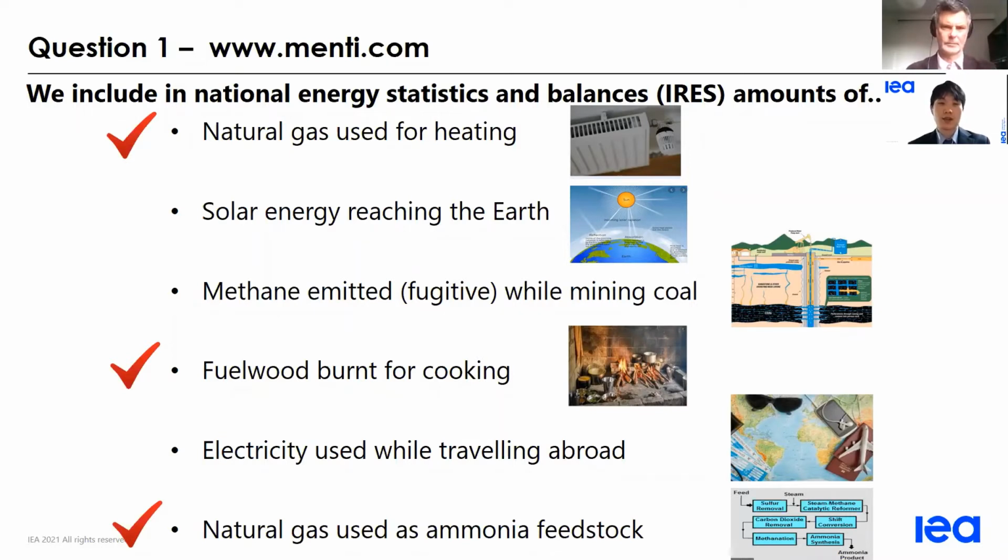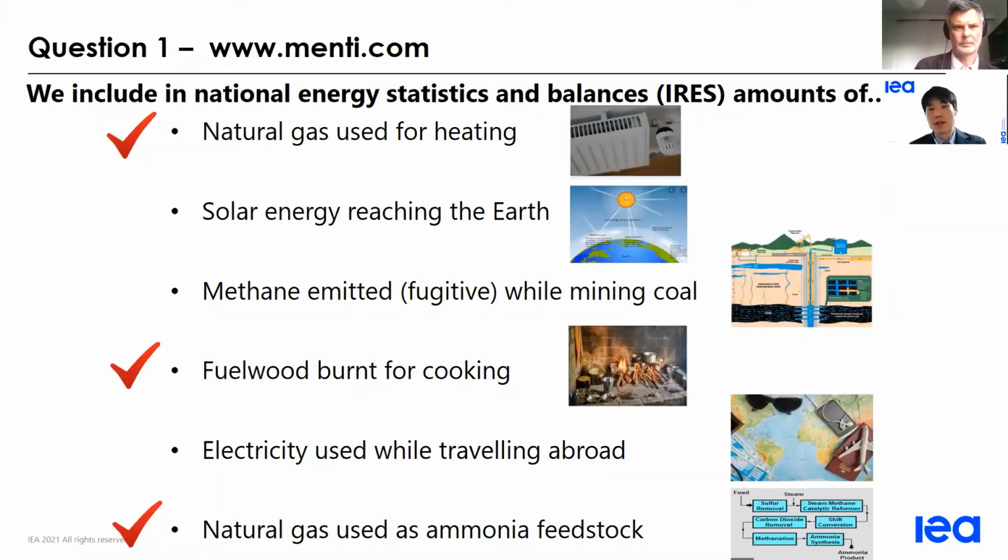Then let's take a look at what shouldn't be included in our energy statistics and balances. First is the solar energy reaching the earth. I saw some of you selected this option, but this is not the answer because, first, we cannot practically track how much energy the Earth absorbs from the sun. And if you remember the boundary of our energy statistics in the previous slide, we need to define what's the energy product we want to collect the data on. So in case of solar energy, we'd rather measure the electricity generated from the solar PV, solar panel, instead of the whole energy coming from the sun.